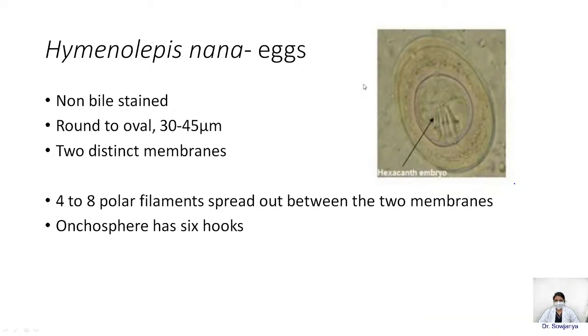So how do you identify the eggs of Hymenolepis nana? This is the photograph of a Hymenolepis nana egg, which is non-bile-stained and round to oval. It has two distinct membranes, the outer membrane and the inner membrane. This is the embryophore or oncosphere, which has 6 hooks, and there are also 4 to 8 polar filaments spread out between these two membranes.